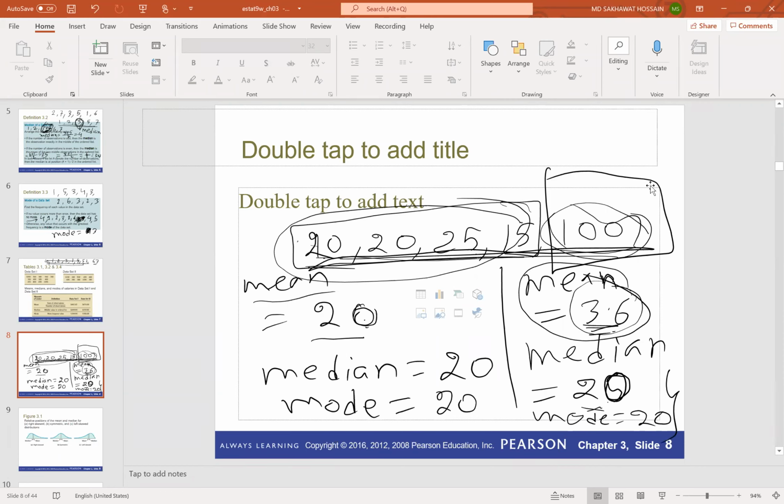So is it clear? Yes, the better judgments of center are median and mode when there is an outlier. Yeah, you're right. Okay, thank you.